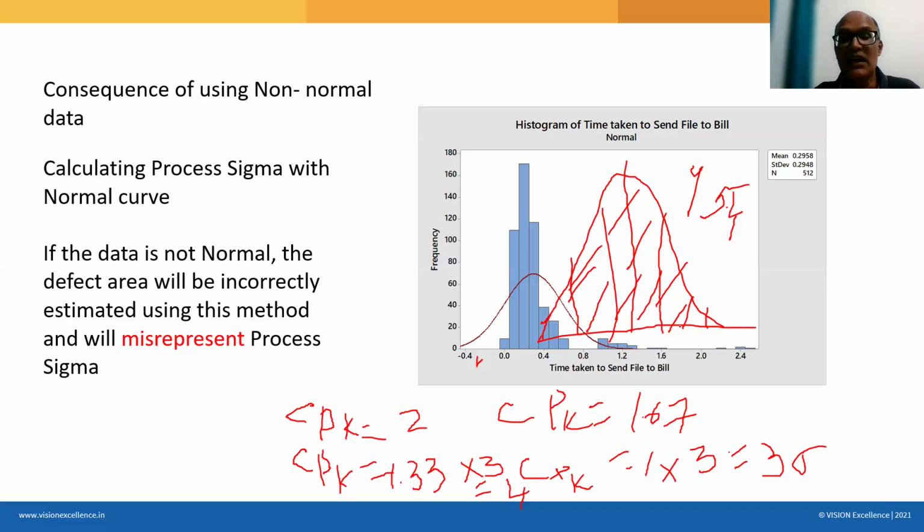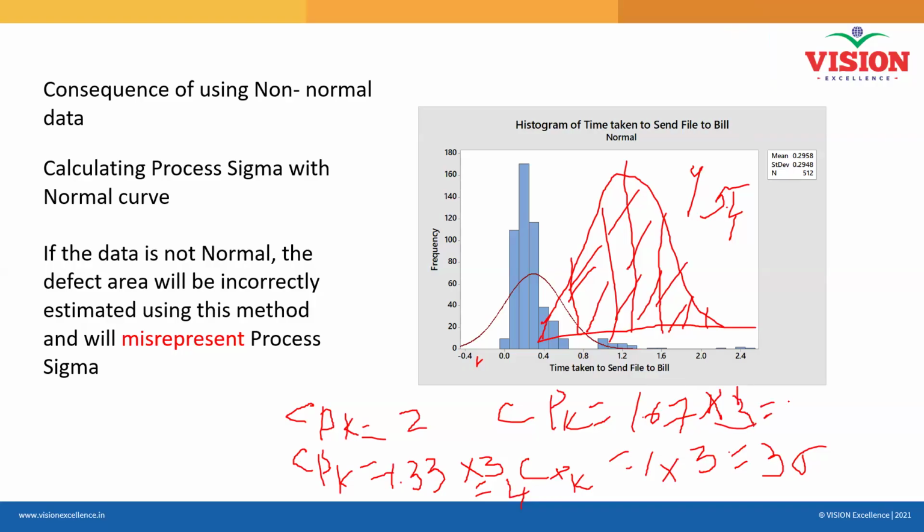Now when the CPK is 1.67, what will be the number? 5 sigma, because you just multiply by 3. 1.67 into 3, how much? Can anyone say? 4.99. That means 5. So you are running in a 5 sigma limit. When your CPK is 2, what is the meaning?